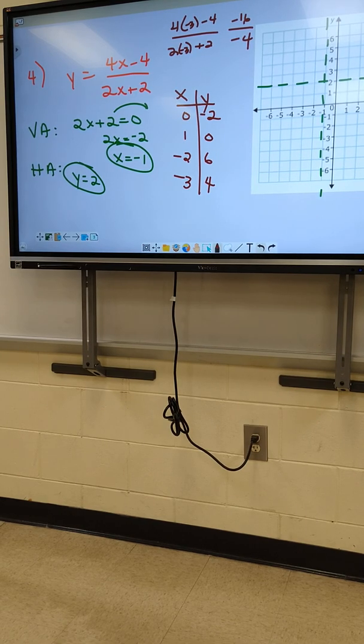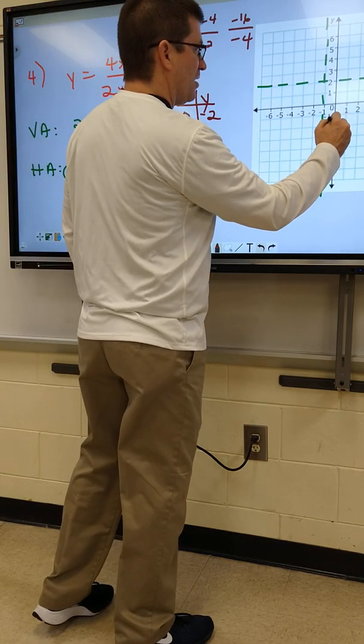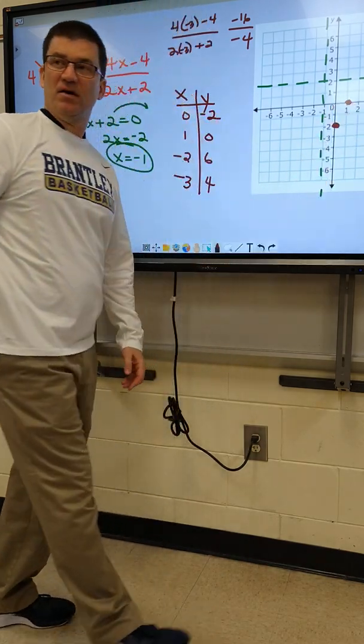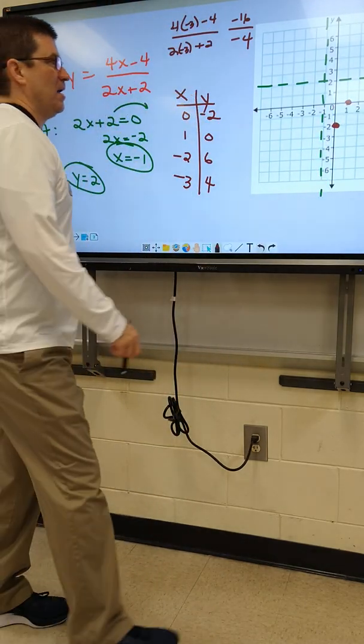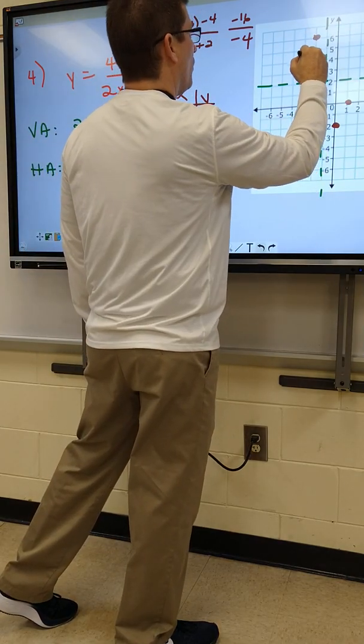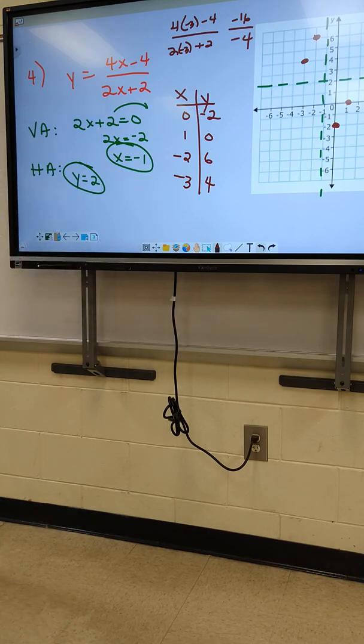Let's look at it. Over 0, down 2 is right here. Over 1, up 0 is right there. -2, up 6. -3, up 4. All right, check mine, make sure we got the same thing. And just draw your curves.